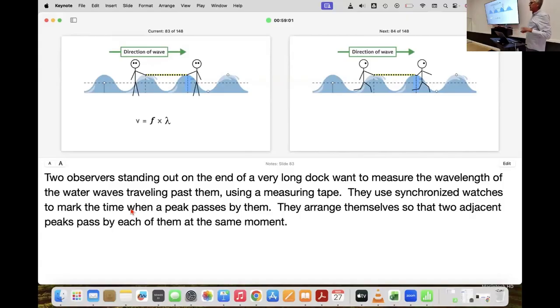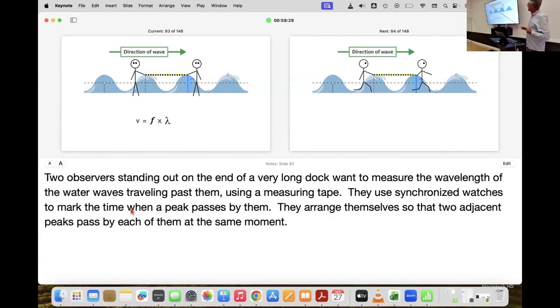And they want to measure the wavelength. So they position themselves with their measuring tape, and they've synchronized their watches or their stopwatch. And what they do is position themselves so that at a particular moment in time, they're both holding the tape measure at the crest of a wave. All right, tricky thing to do, but it's a thought experiment that you can imagine them doing.